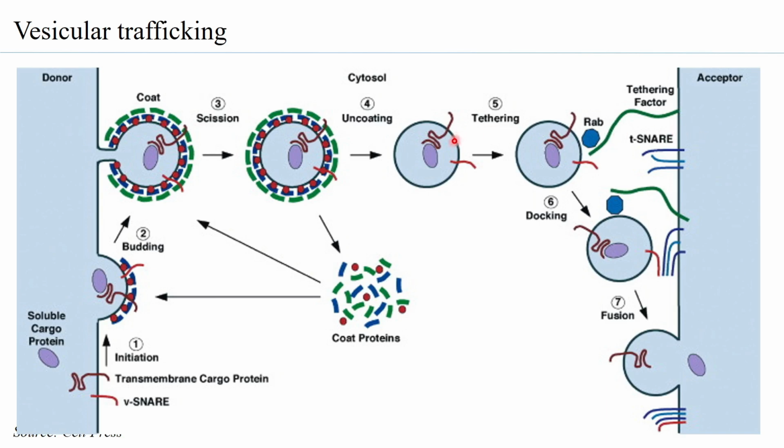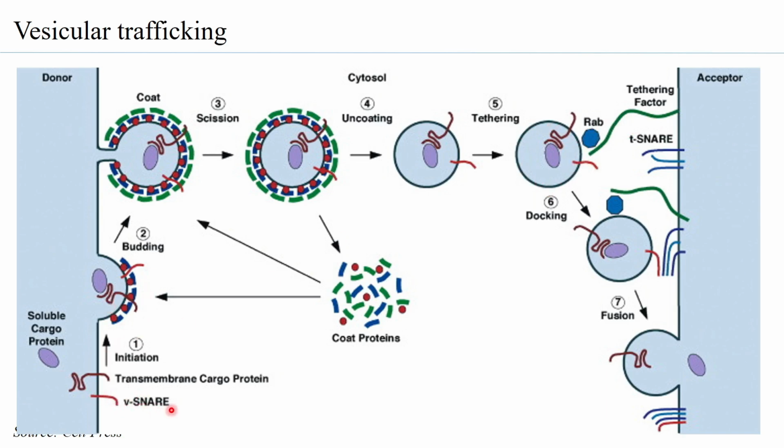Now this vesicle that is carrying the cargo will have to go and attach to the target membrane, and that is helped by this transmembrane protein, you see. So what happens is that this will tether to a tethering factor with Rab acting as a regulatory protein. Rab is a G protein. So when you have the tethering of the vesicle done, then you have the vesicular SNARE. So here you have a vesicular SNARE.